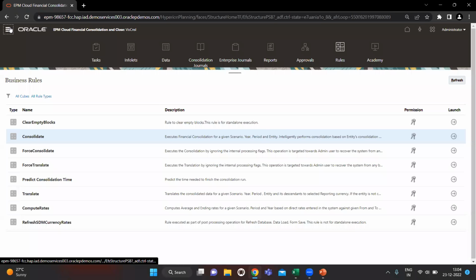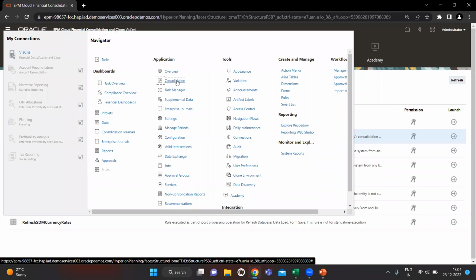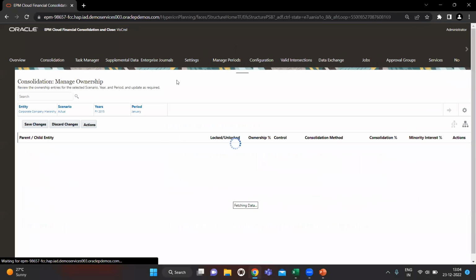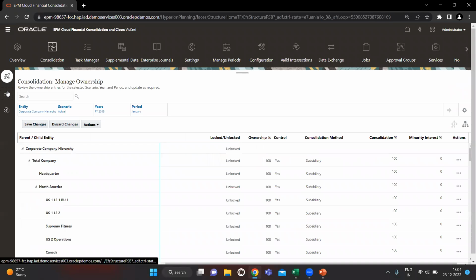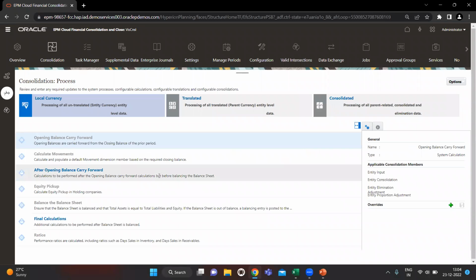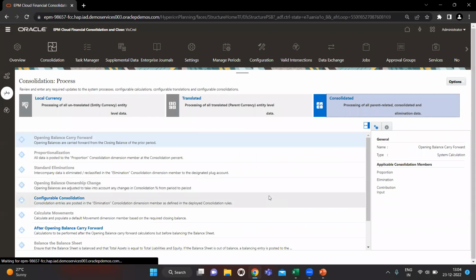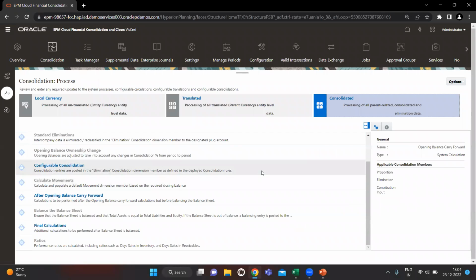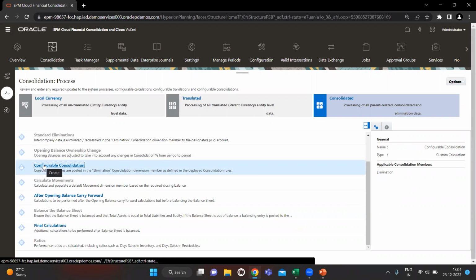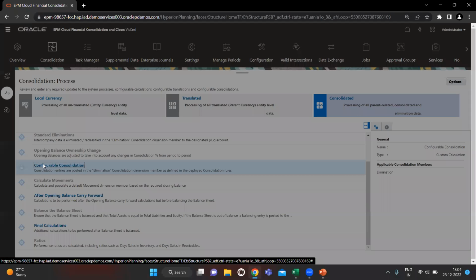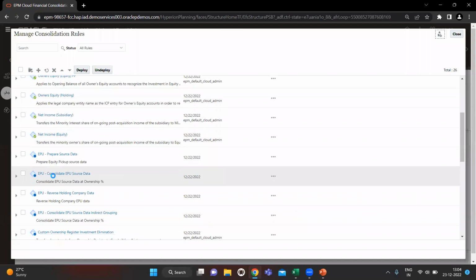Okay, go to navigator, go to consolidation, and in the second tab you can see consolidation process, and go to consolidated. So we go to configure consolidation. So the rule itself says that it is only for the elimination members, and all the source data will go to the target, and will eliminate the part which we want to eliminate.